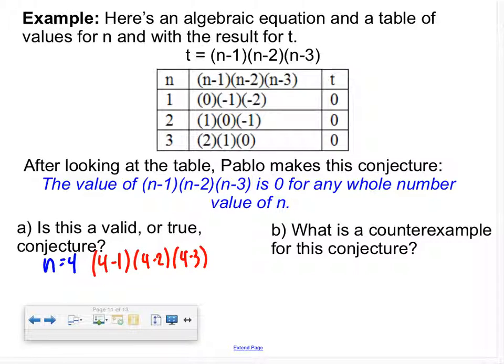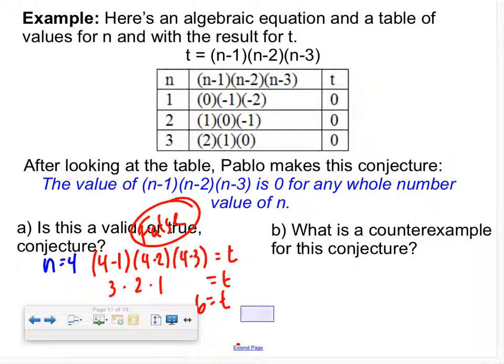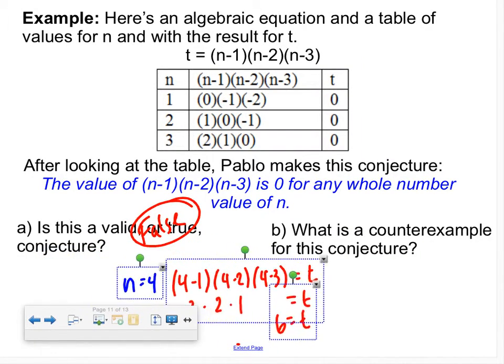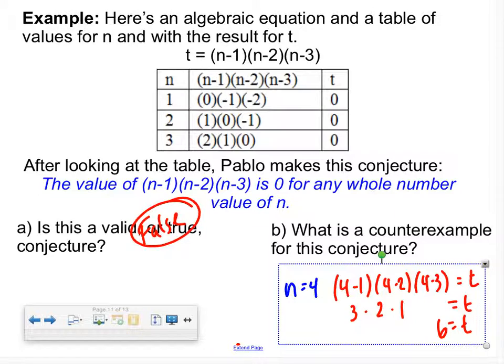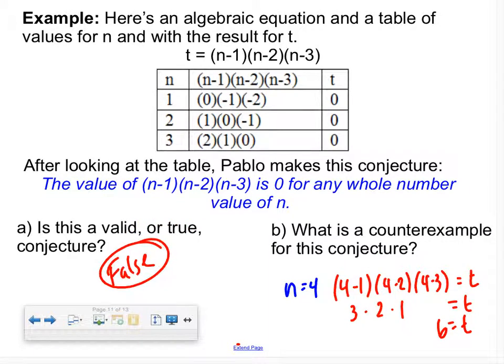And our t value would be, let's see here, 3 times 2 times 1, which gets us 6. So 6 equals t. That's definitely false. So what's a counterexample? We just created a counterexample to prove that it was false. Right? This is our work for the counterexample.